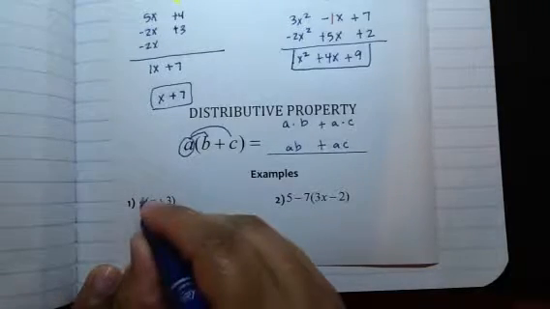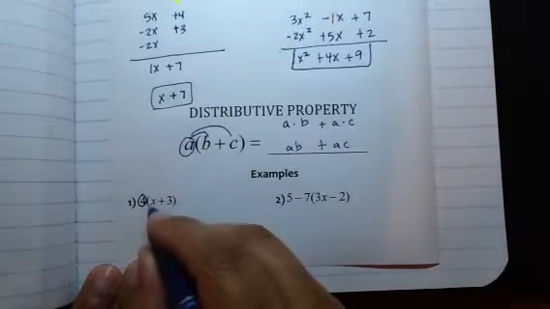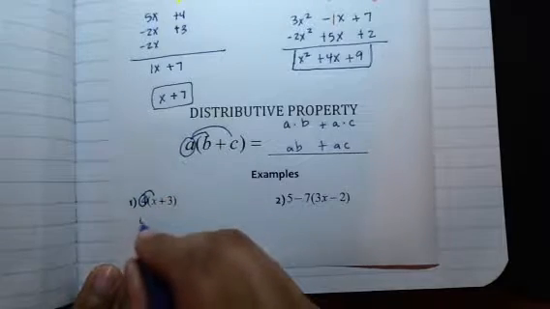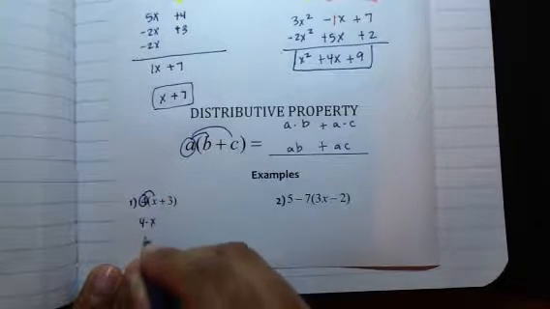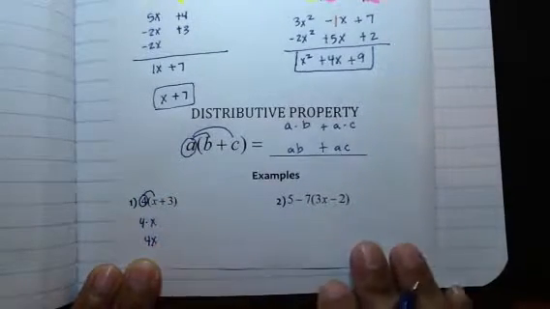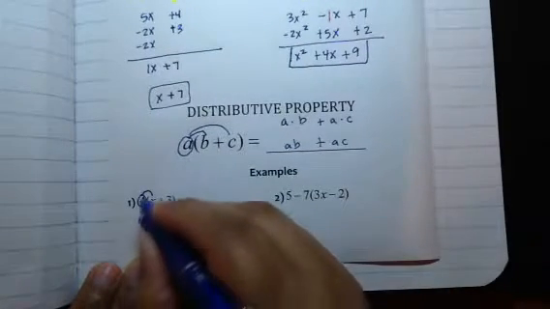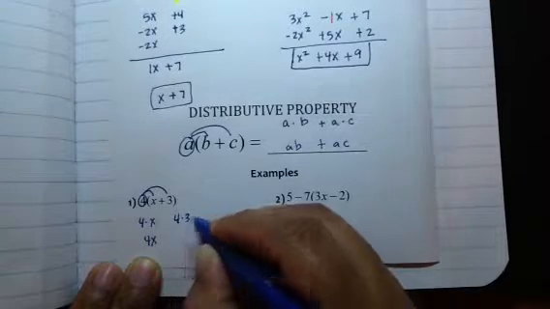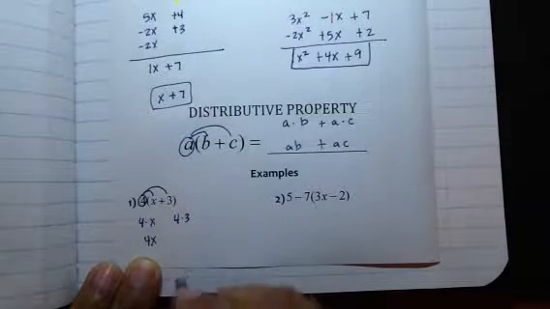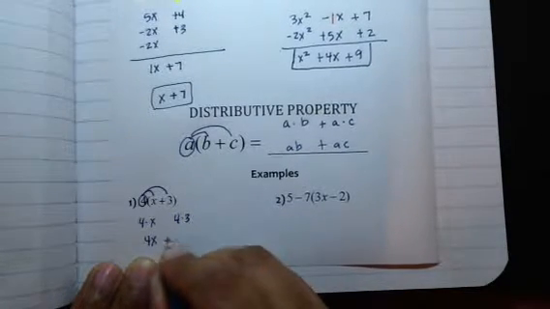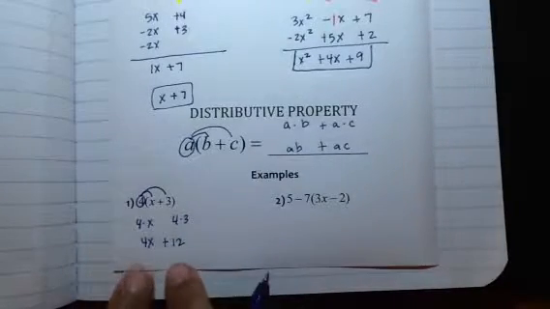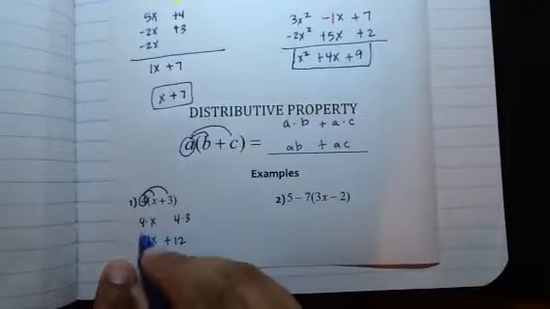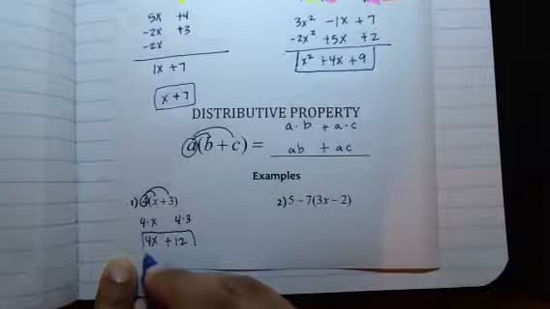Okay, so I'm going to take this 4 and I'm going to multiply it to the x. So 4 times x should be 4x. Then you're going to take 4 times 3, and it's a positive 3, so I'm just going to write 3. 4 times 3 is 12. These are not like terms, so my answer is 4x plus 12.